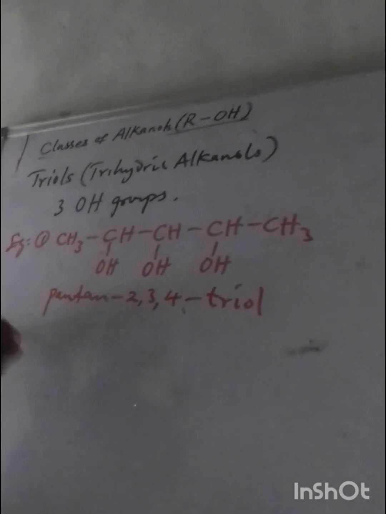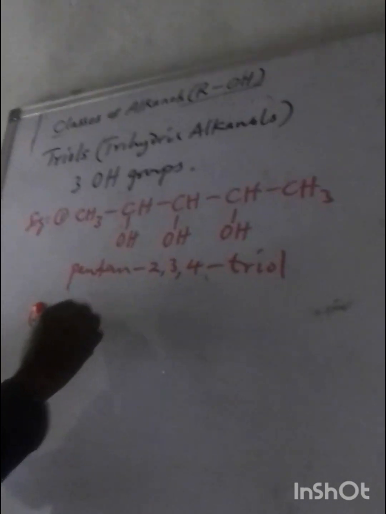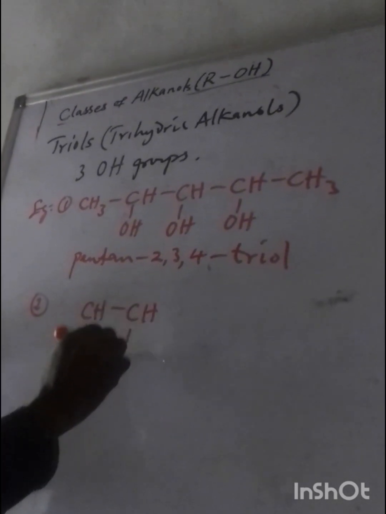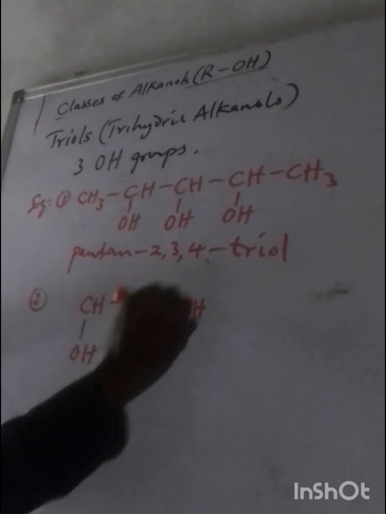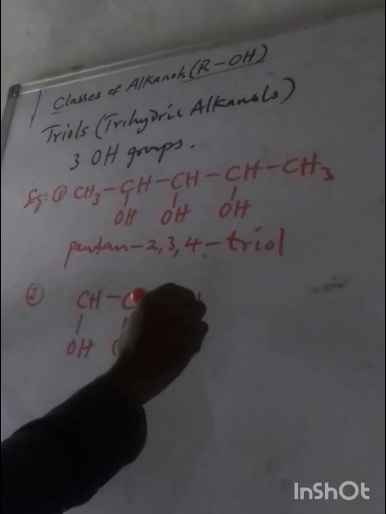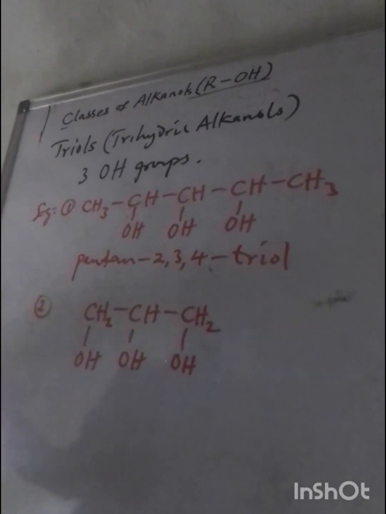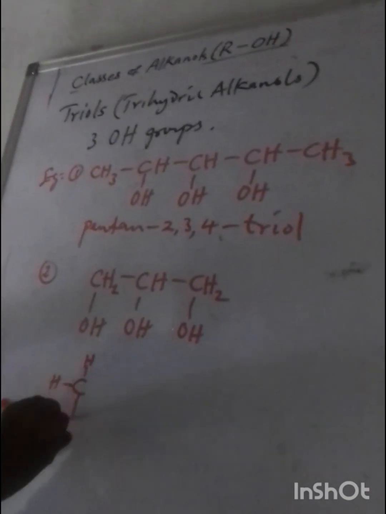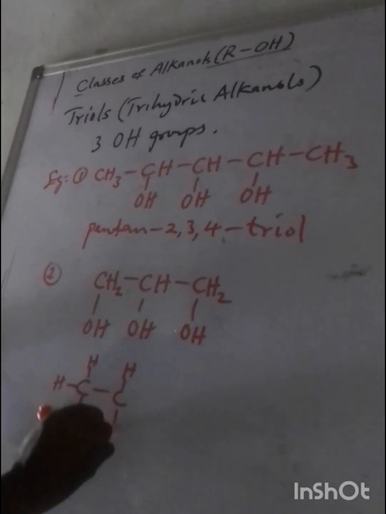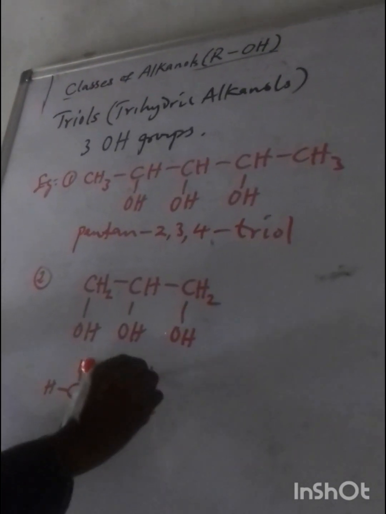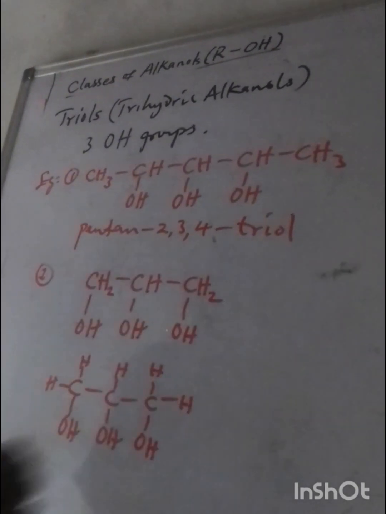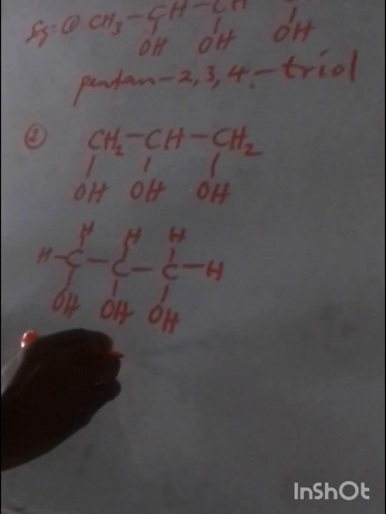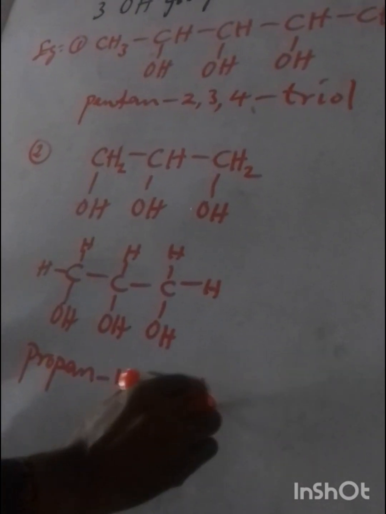This is example 1. We also have example 2 where we have this CHOH, CHOH, CH2OH. Okay, this is CH2OH. Or you can represent it in full: CH2OH, CHOH, CH2OH. This is called, because there are 3 carbon atoms, prop. This is propan 1, 2, 3 triol.